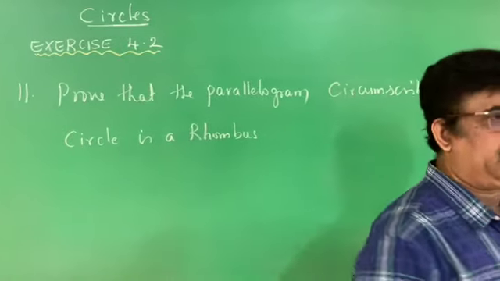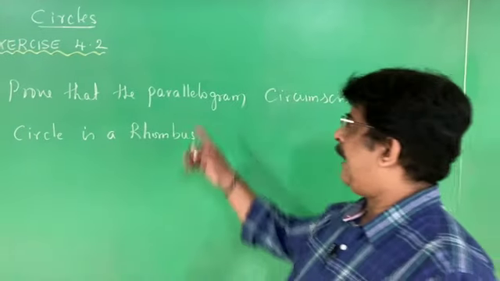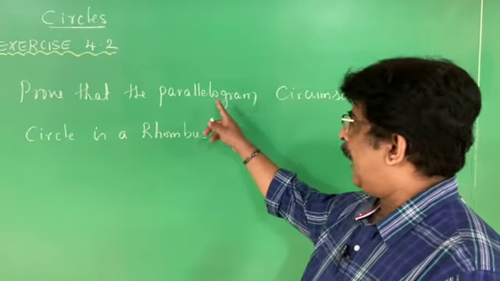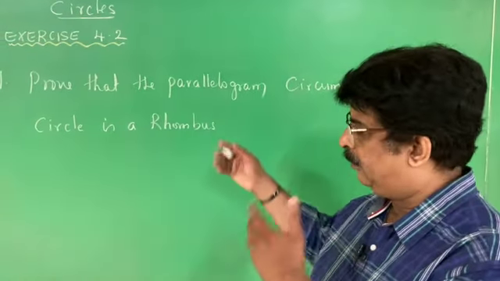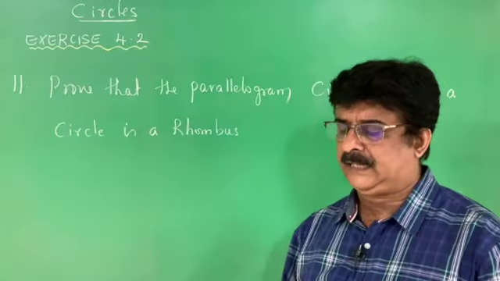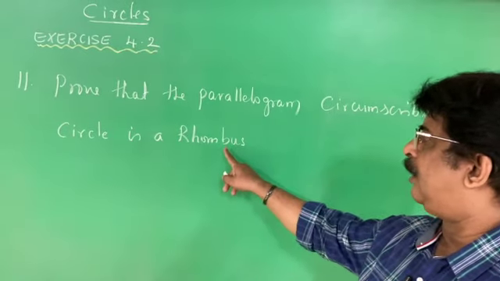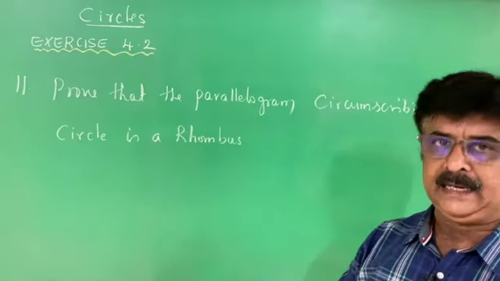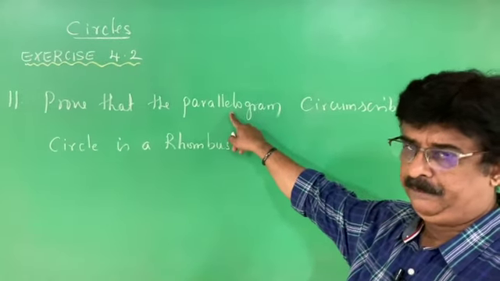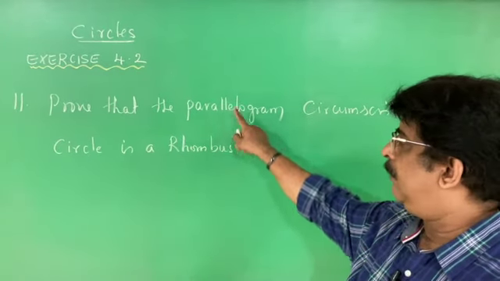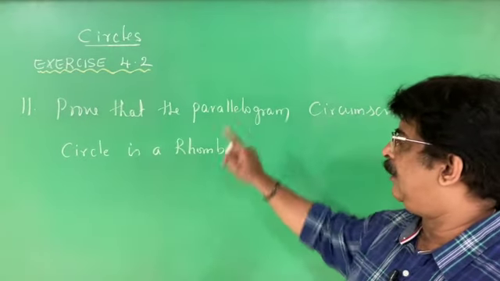Very nice problem. Why? Because to solve this problem, students should understand the properties of a parallelogram and a rhombus, which you studied in 8th and 9th standard. Some of the problems of this exercise are based on 9th standard content. Both are quadrilaterals. In a parallelogram, opposite sides are equal and adjacent sides are not equal. But in a rhombus, all the sides are equal. That is the difference between a parallelogram and a rhombus.